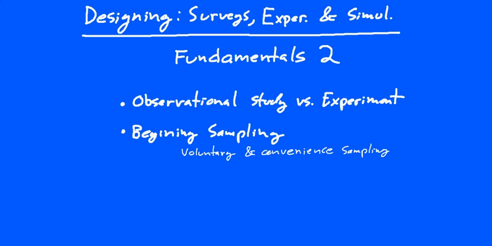We're continuing the fundamentals. This is the second video. We're going to talk about the difference between observational studies and experiments, and we're going to begin talking about sampling. The first two types would be voluntary and convenient sampling. Let's begin talking about what an observational study is.